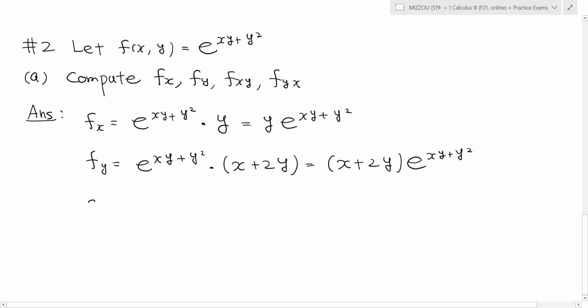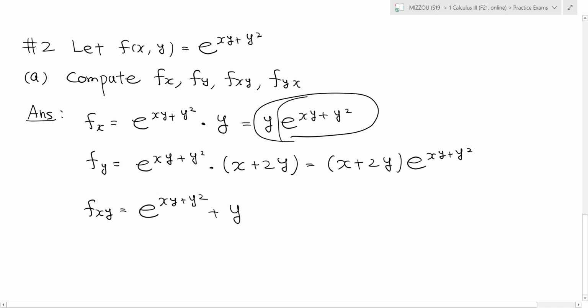Okay. And then now f sub xy, that's the derivative of f sub x with respect to y. So you differentiate this with y. And then what do you get? Since it's a product, you have to use the product rule, and the derivative of y is 1. So just this. Now keep y, and then you differentiate this one with y, you get e to the power of xy plus y squared, and then you multiply the derivative of the exponent with respect to y, and get x plus 2y.